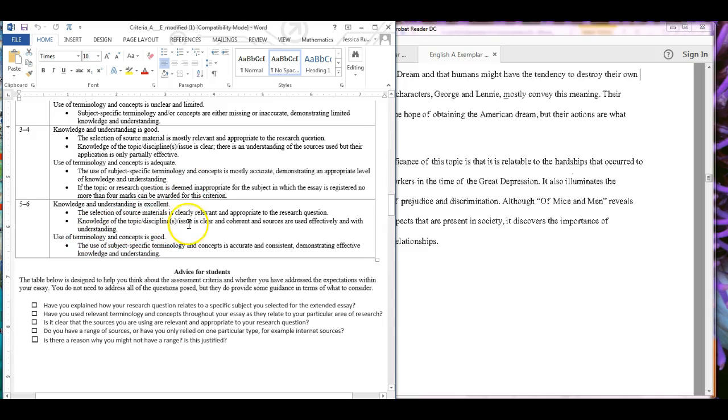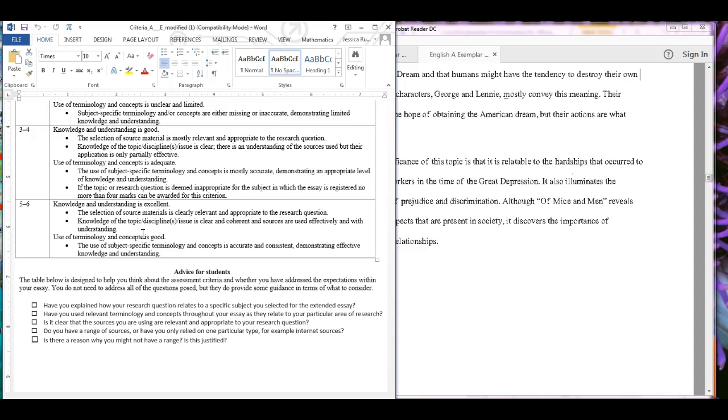Knowledge of the topic discipline issue is clear and coherent, and sources are used effectively and with understanding. So that's where, if you're just including research in there to include research and not really with a purpose, you're going to get hit on that.